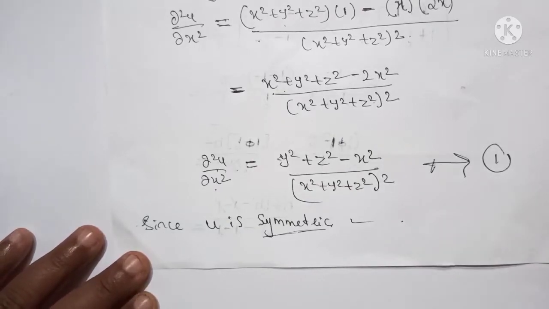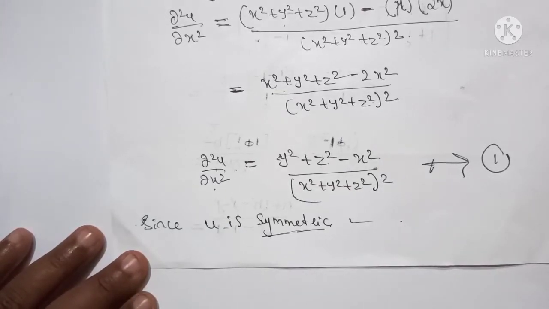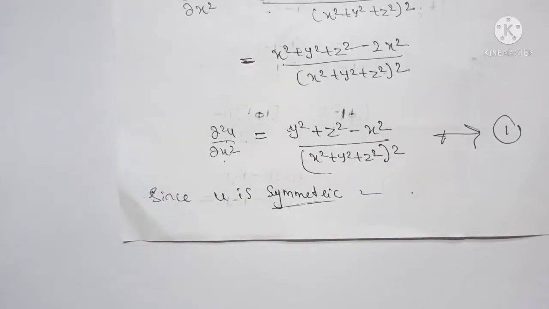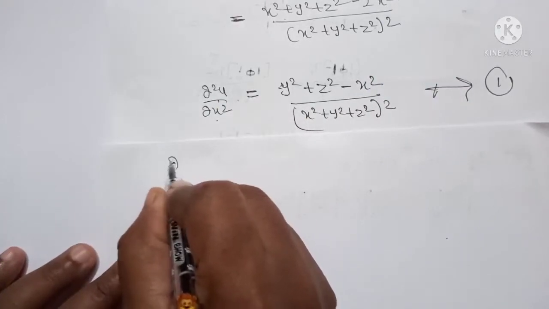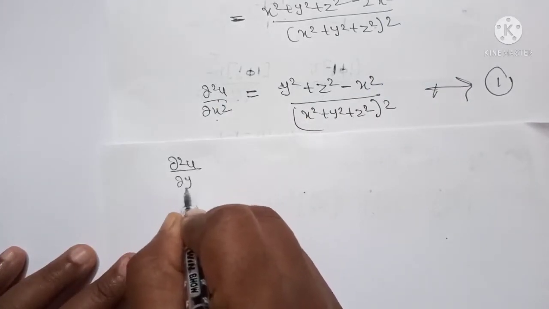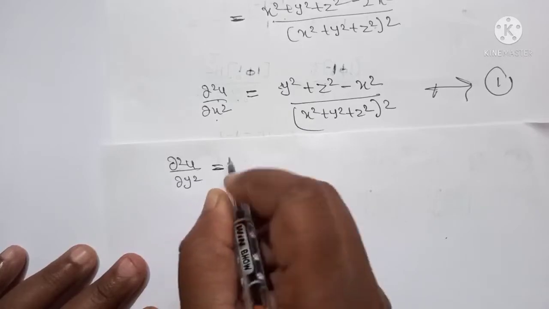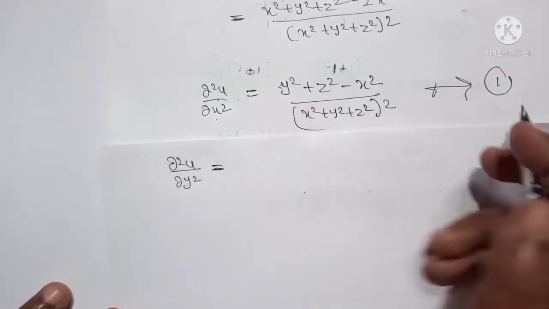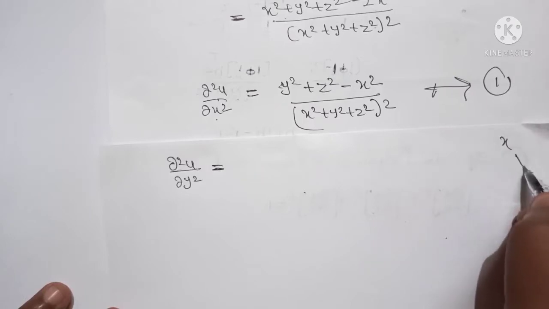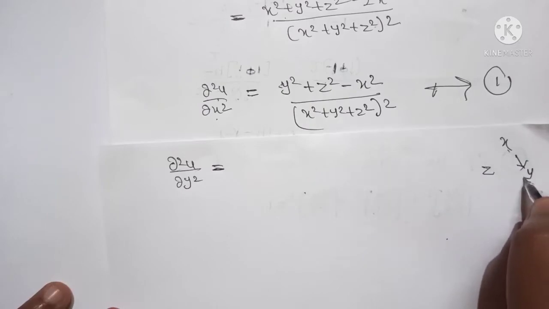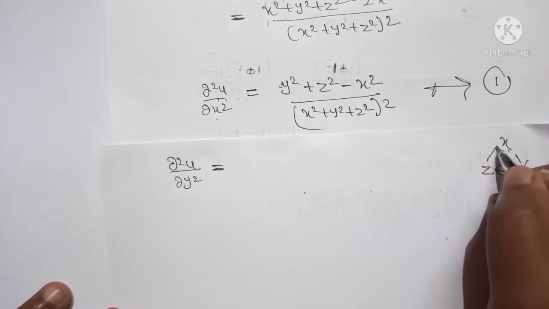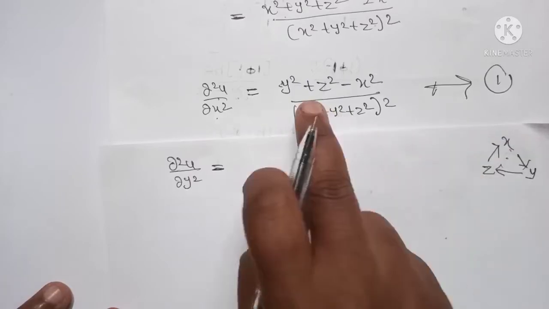Okay, so since u is symmetric, we write ∂²u/∂y². So in this we replace the x term, y term and z term symmetrically. So x is replaced by y, y is replaced by z, and z is replaced by x, because it is a function of three variables.